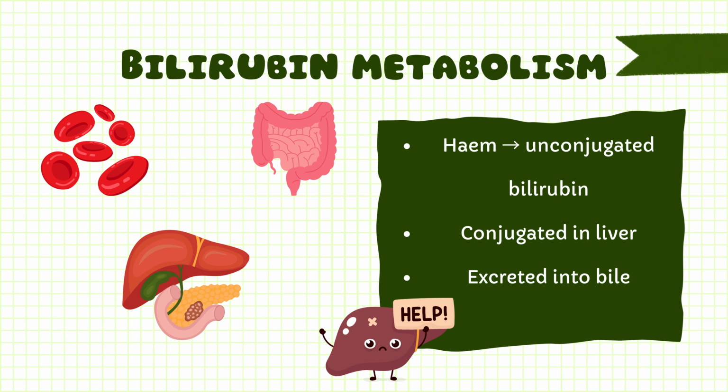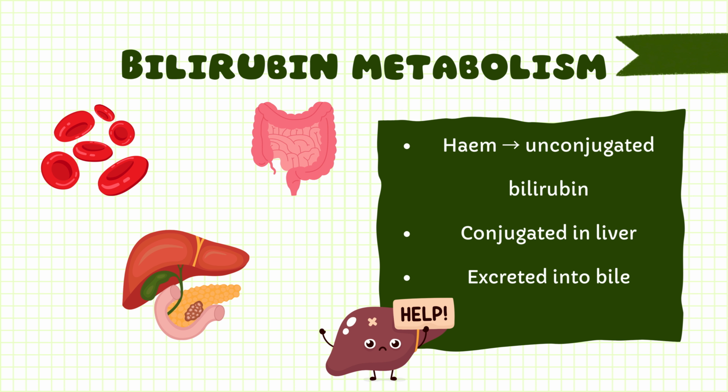Now let's talk about bilirubin, a yellow waste product from the breakdown of red blood cells. When red blood cells are broken down, the heme portion of hemoglobin is converted into unconjugated bilirubin. Unconjugated bilirubin is not water-soluble, so it travels to the liver, bound to a carrier protein, albumin. Inside the liver, hepatocytes take up the bilirubin and conjugate it with glucuronic acid, making it water-soluble. This new form is called conjugated bilirubin.